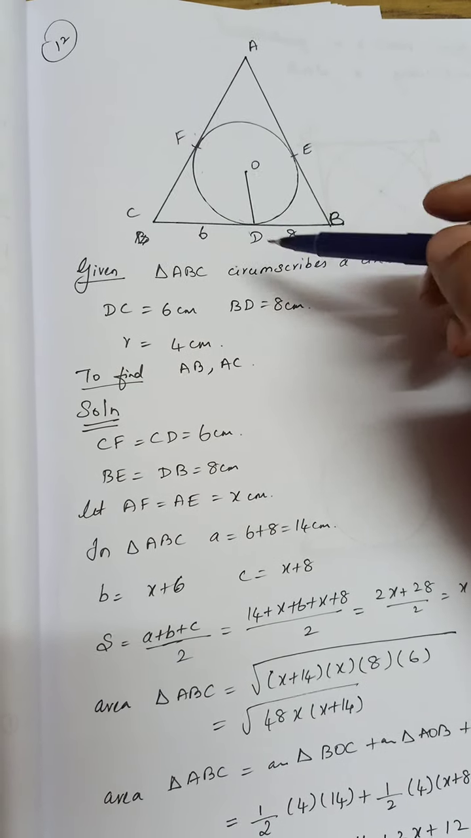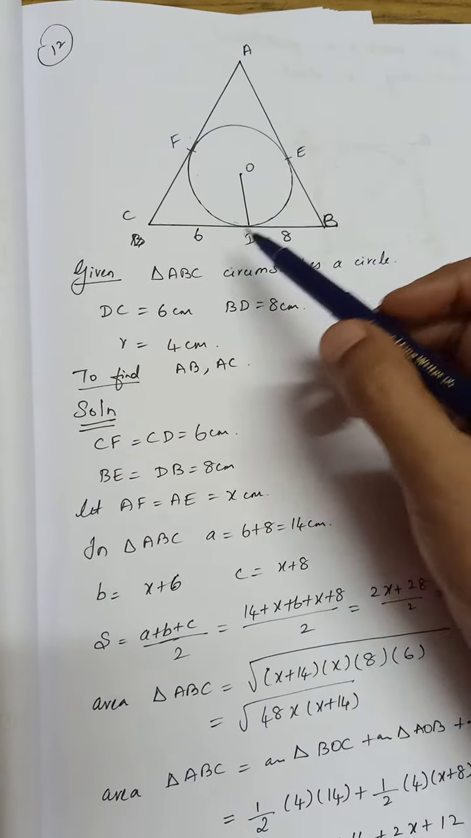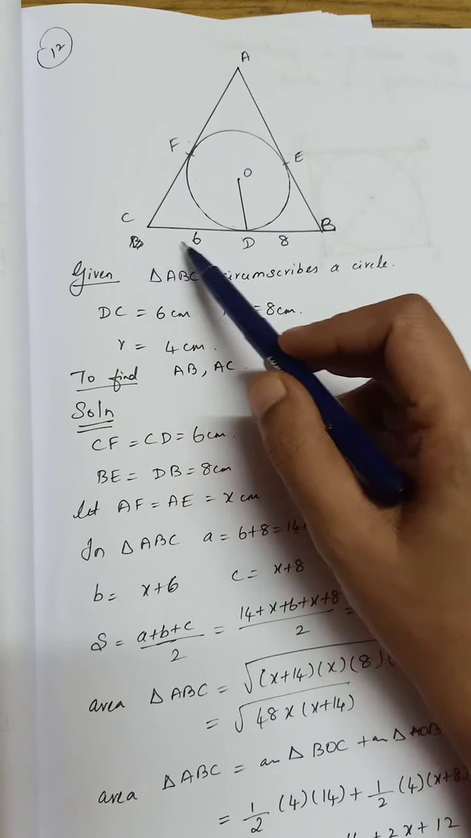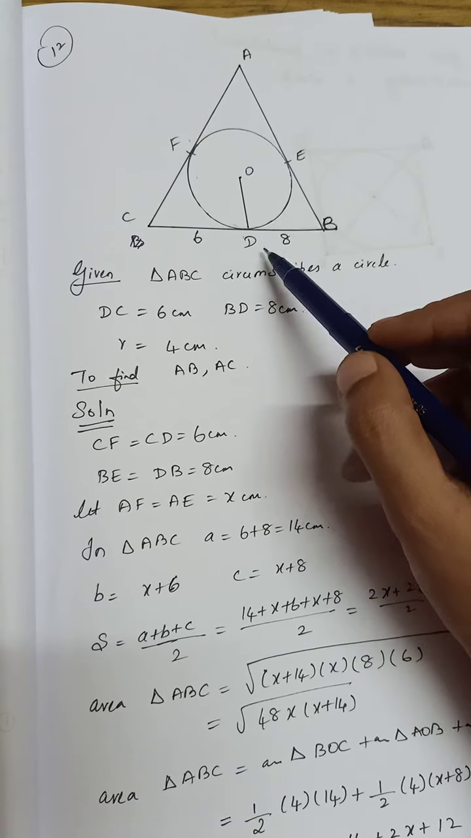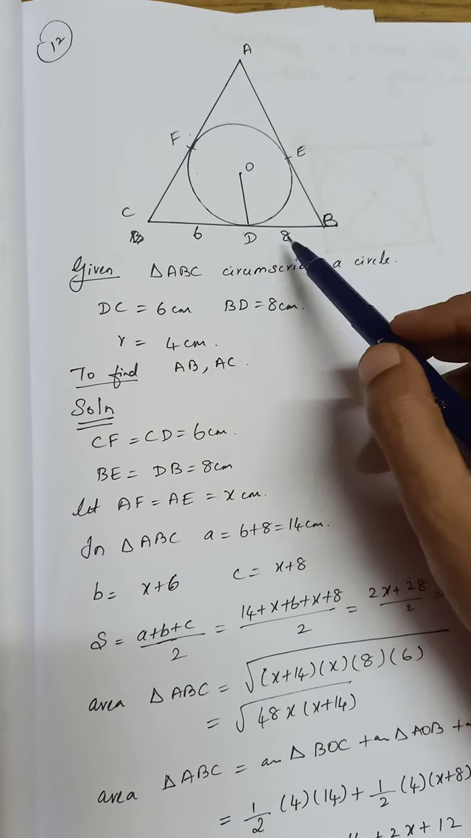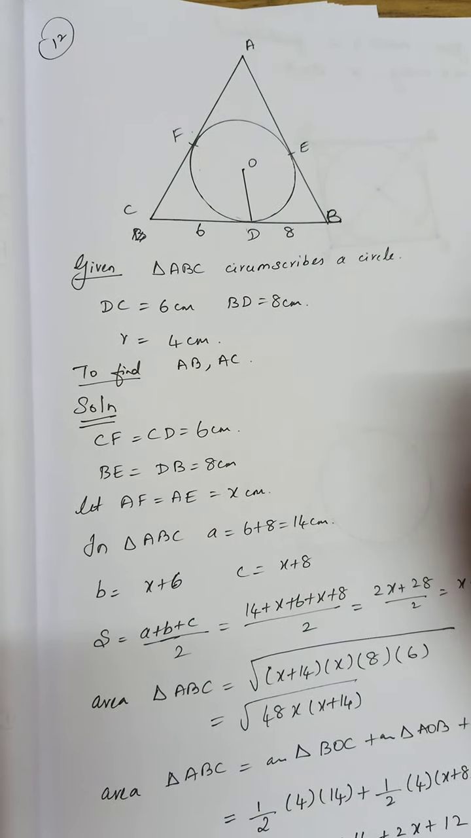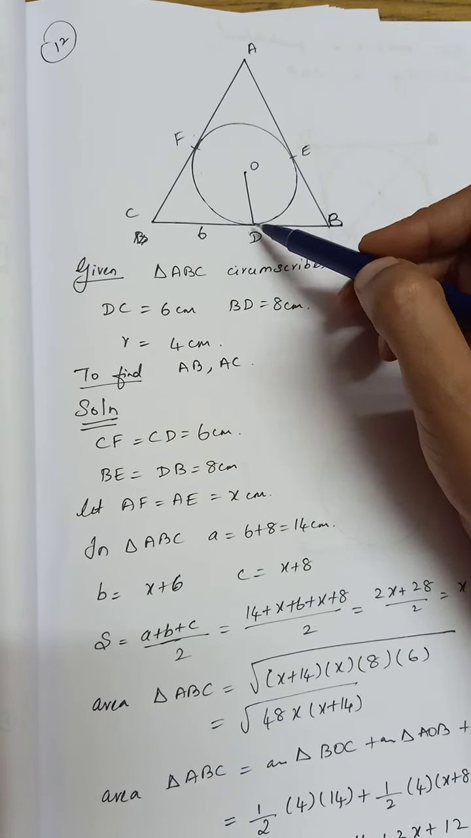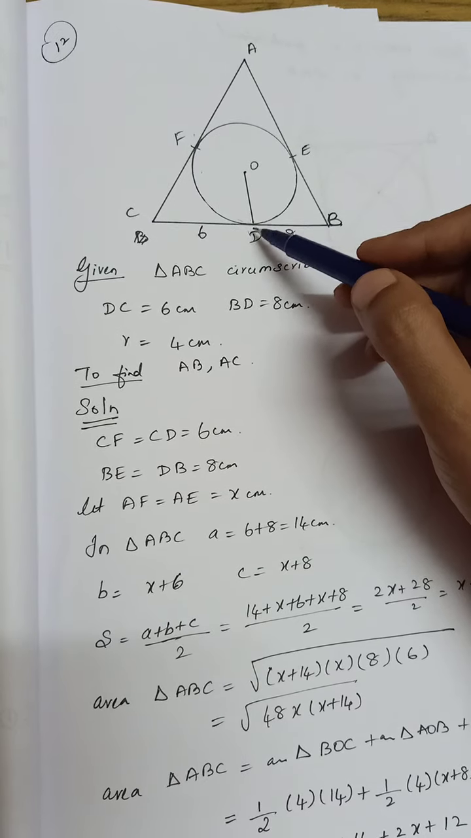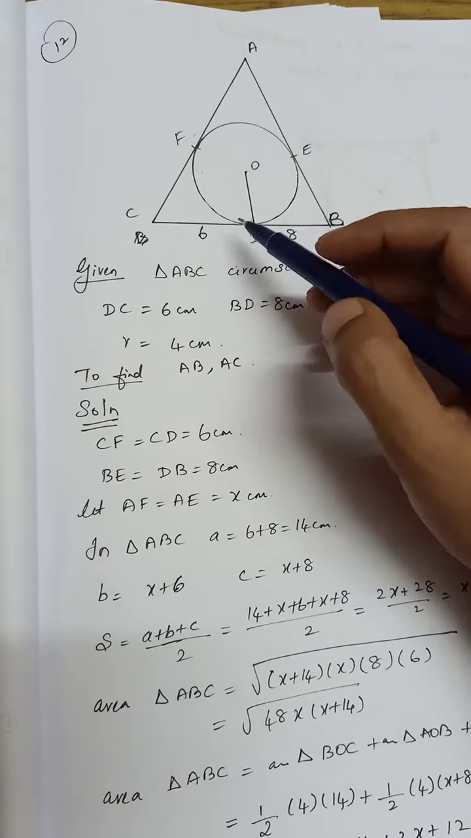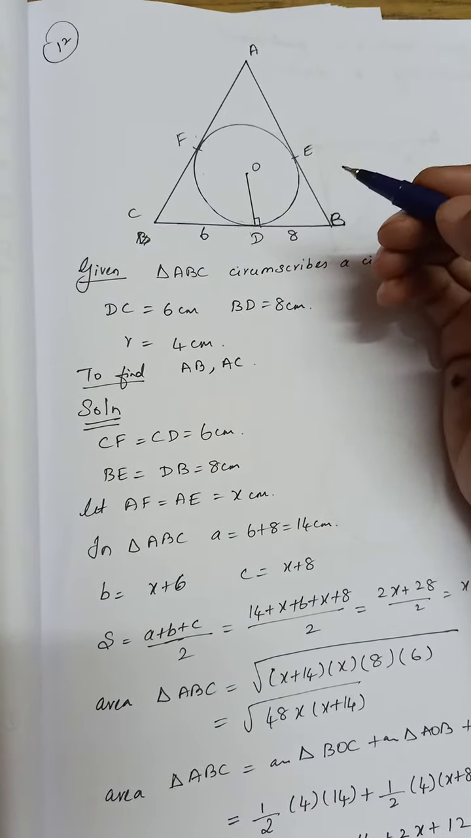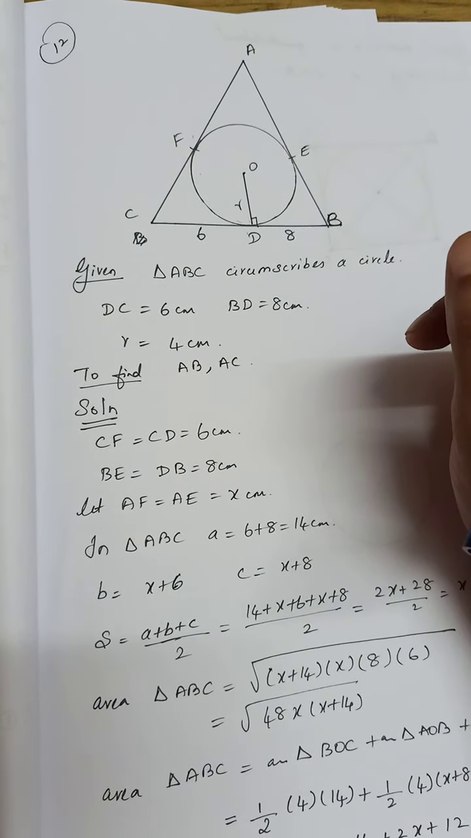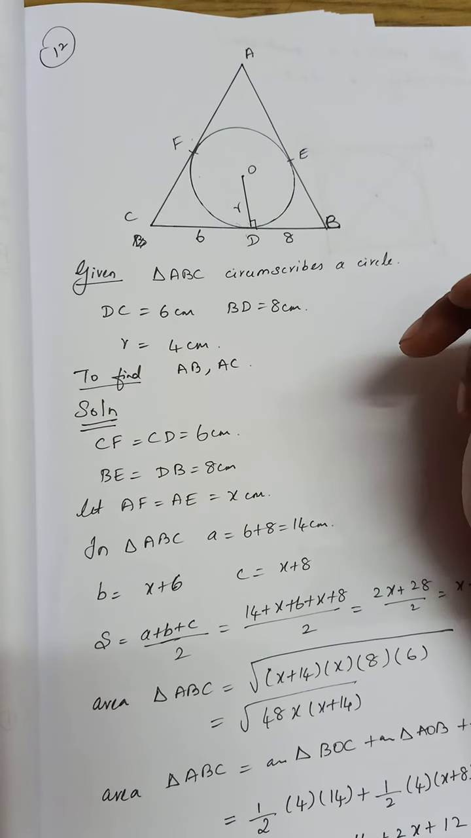Then we have to find the sides of the triangle. Only one side is given. BC is given. How is it given in the question? BD equal to 8 centimeter and CD equal to 6 centimeter. That is how it is given. And what is D? D is the point where the radius touches the circle, the point of contact of the tangent with the circle. So this angle will be 90 degree because this is radius and this is tangent. Angle between tangent and radius will be 90 degree.